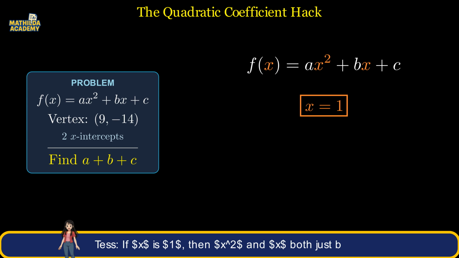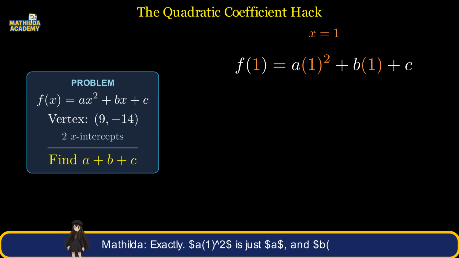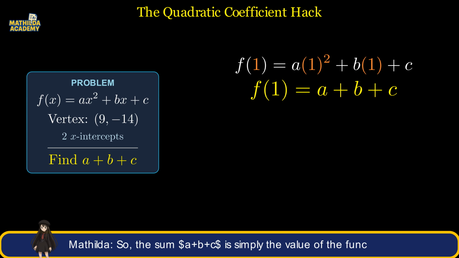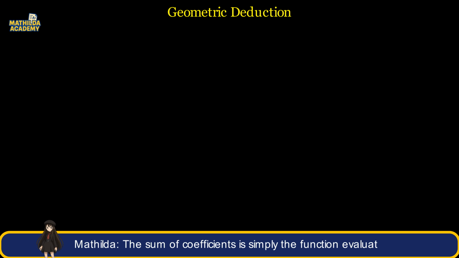If x is 1, then x squared and x both just become 1. Exactly. A times 1 squared is just a, and b times 1 is just b. So the sum a plus b plus c is simply the value of the function at x equals 1. The sum of coefficients is simply the function evaluated at x equals 1.